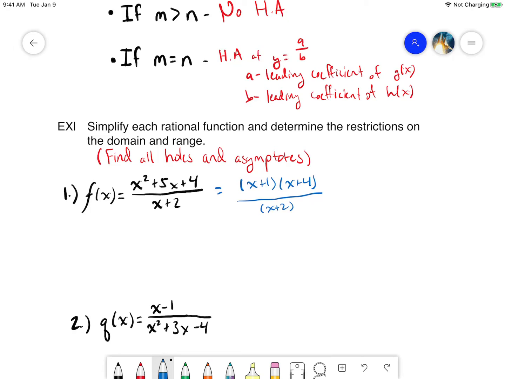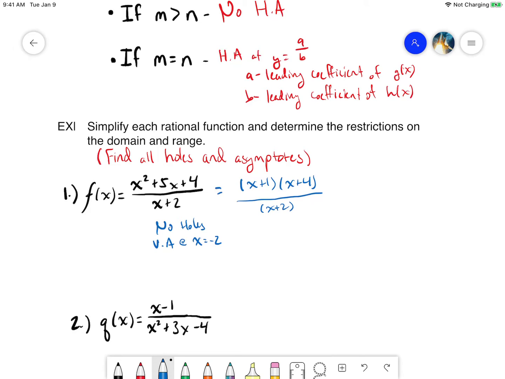Now, I can't remove anything out of here, so that means we have no removable discontinuities; we have no holes. What about vertical asymptotes? Well, x can't be negative 2, so since we couldn't remove it, we have a vertical asymptote at x equals negative 2.